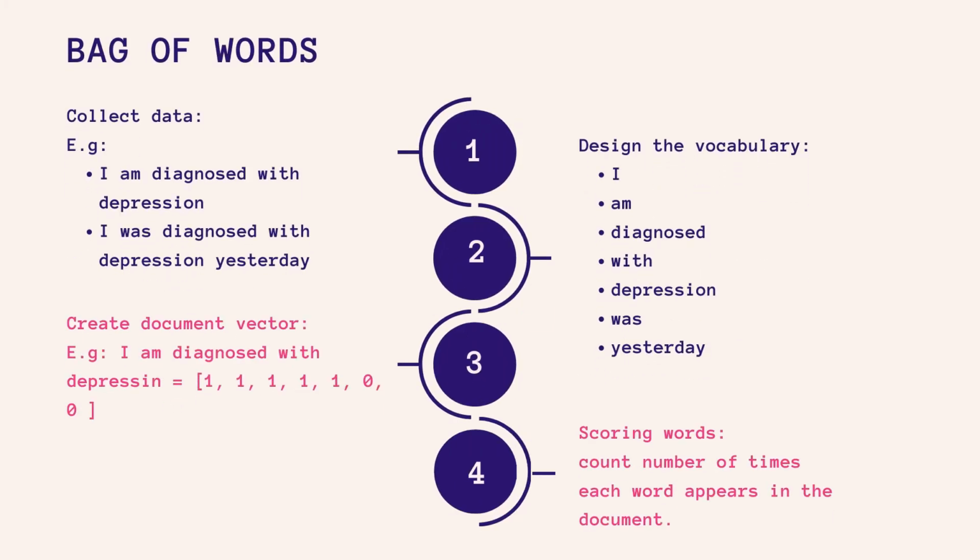Bag of words. Machine learning algorithms cannot work with raw text directly. The text must be converted into vectors of numbers. Therefore, we attempted to quantify depression through an analysis of word frequencies with the use of the bag of words approach. Bag of words includes the following steps: collection of data, designing the vocabulary, creating a document vector whose length is equal to the size of the vocabulary, and scoring words.